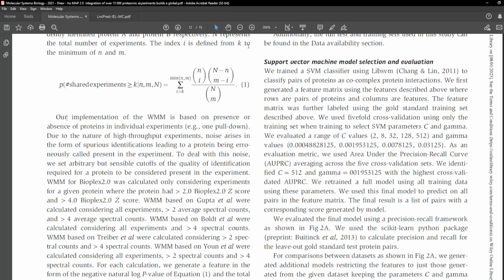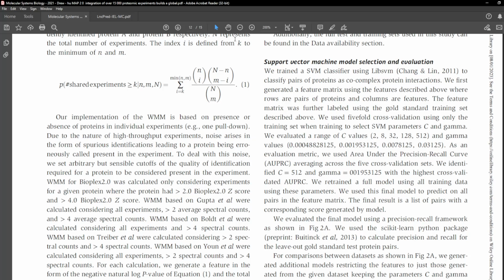Due to the nature of high-throughput experiments, noise arises in the form of spurious identifications, leading to a protein being erroneously called present in the experiment. To deal with this noise, we set arbitrary but sensible cutoffs of the quality of identification required for a protein to be considered present in the experiment. WMM for BioPlex 2.0 was calculated only considering experiments for a given protein where the protein had greater than 2.0 BioPlex 2.0 z-score and greater than 4.0 BioPlex 2.0 z-score.